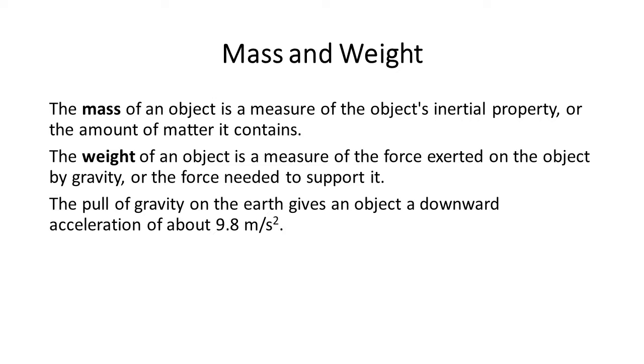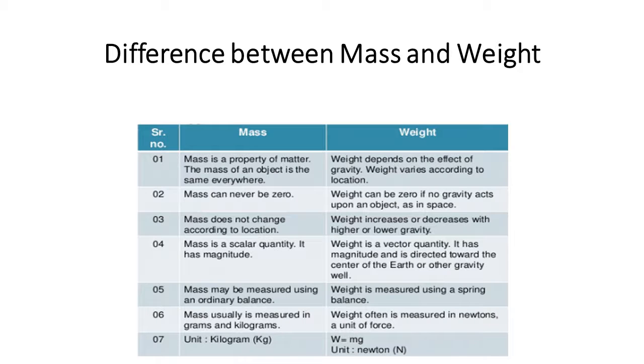The pull of gravity, or the acceleration due to gravity, has a fixed value of 9.8 meter per second squared, approximately 10 meter per second squared. The difference between mass and weight is that mass is a scalar quantity, whereas weight is a vector quantity.